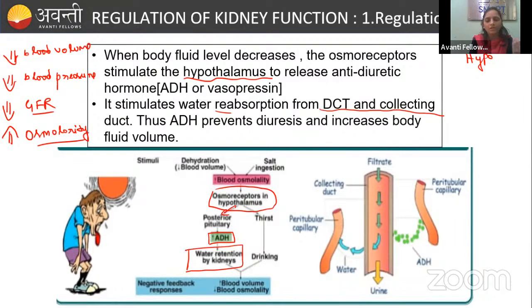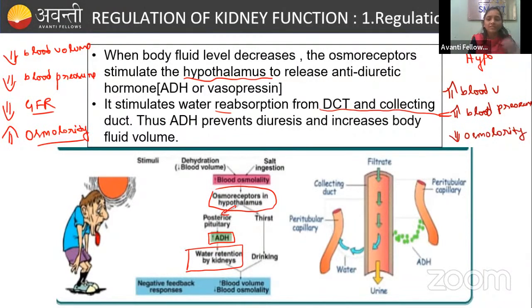So when the water is reabsorbed, what will happen, guys? Obviously, the blood volume is going to increase, and the blood pressure is going to increase. Thereby it is decreasing the osmolarity. Then it will be a normal condition, right?